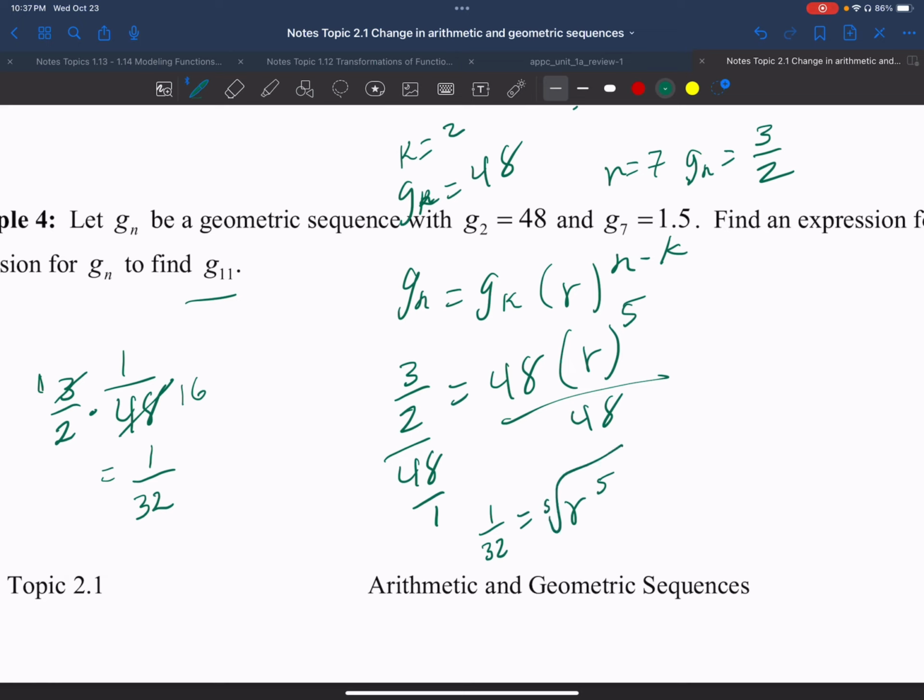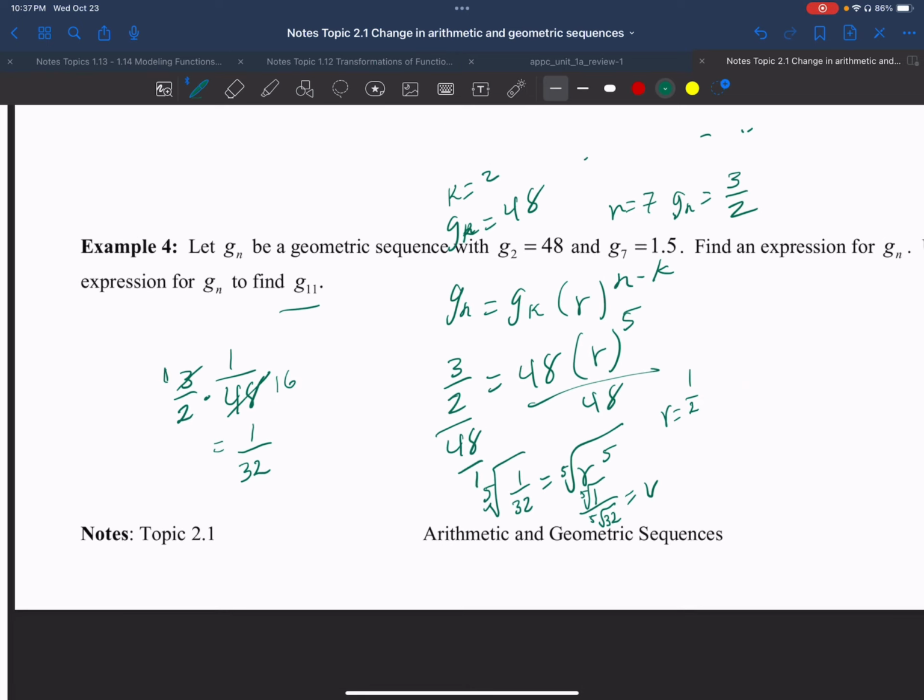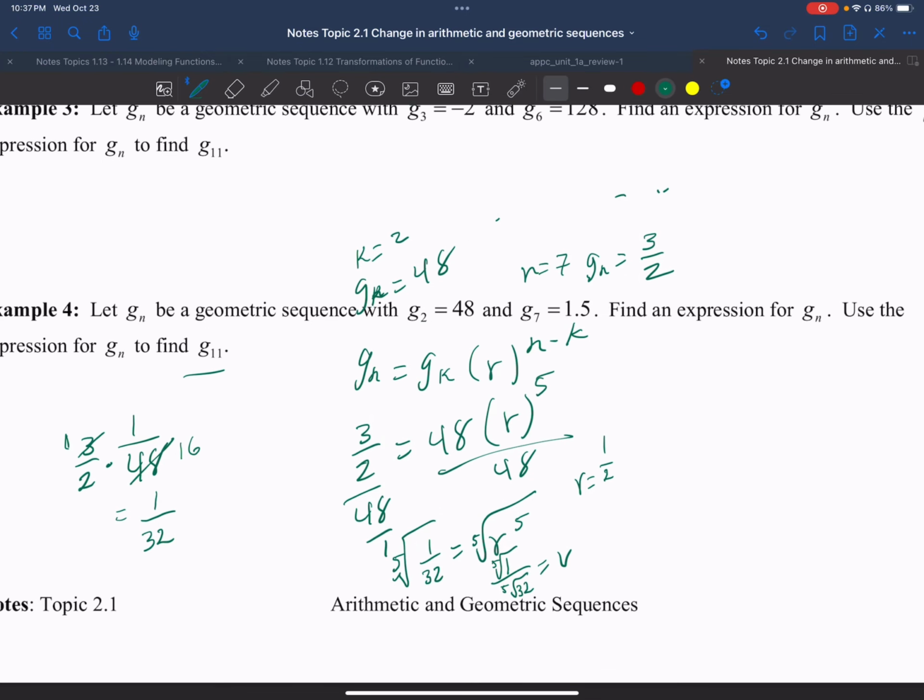To get rid of the 5th power, take the 5th root. Again, when I do that to a fraction, the 5th root of 1 divided by the 5th root of 32 equals r. The 5th root of 32 is equal to 2, and then I still have a 1 from the top. So my common ratio is 1/2. After that, g of n equals g sub k, which is 48, times 1/2 to the power of n minus k, or n minus 2. So that will be my equation.